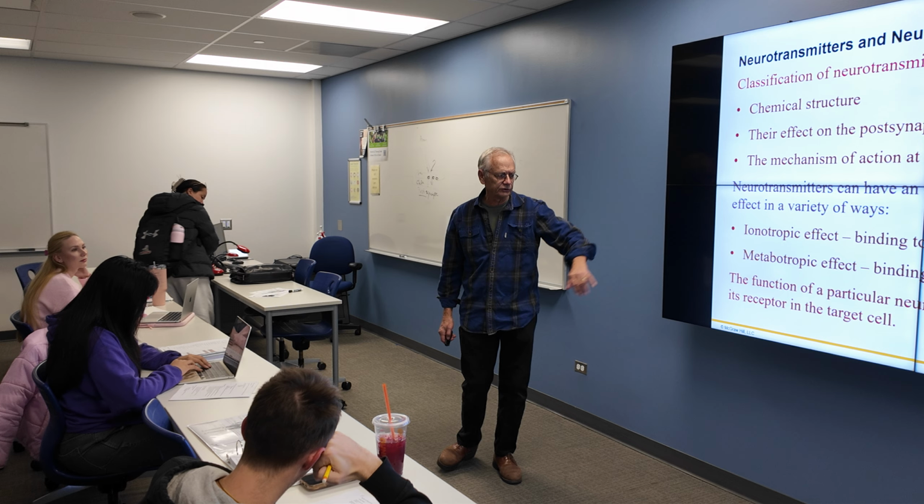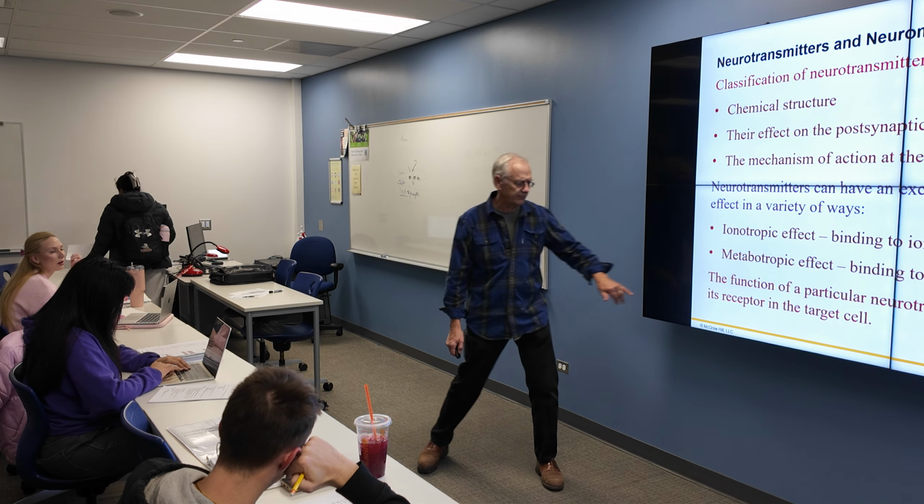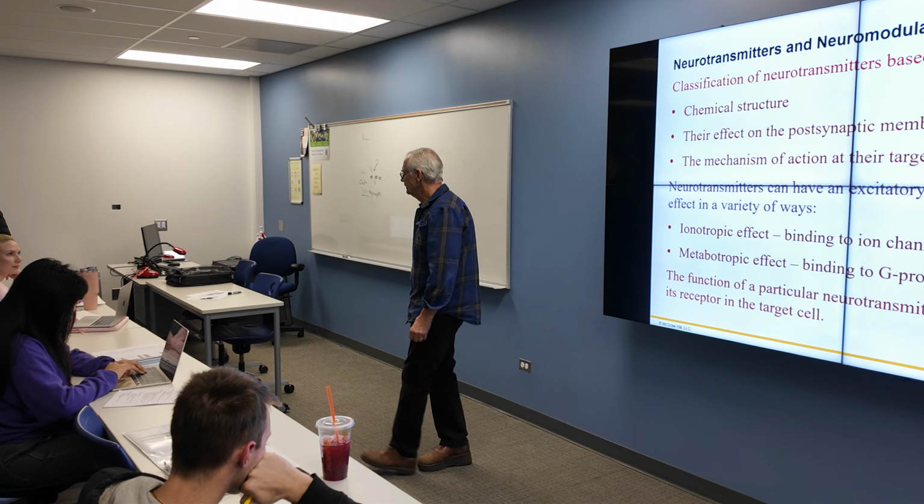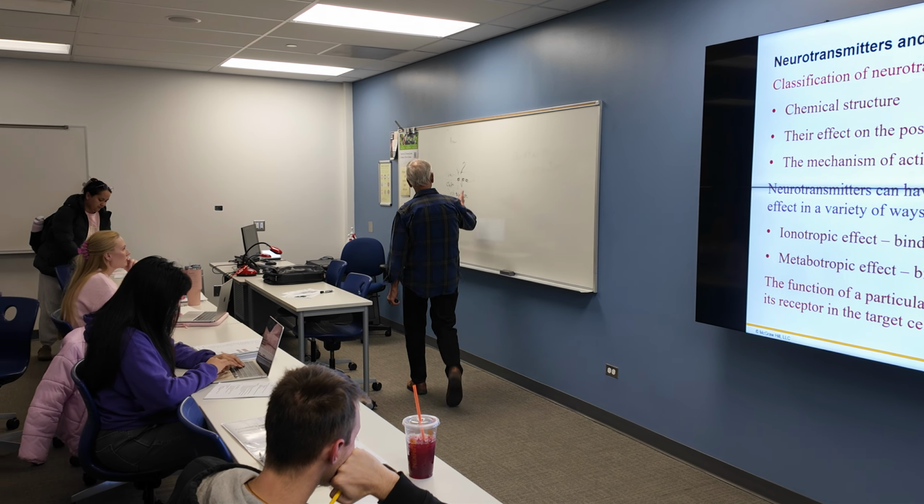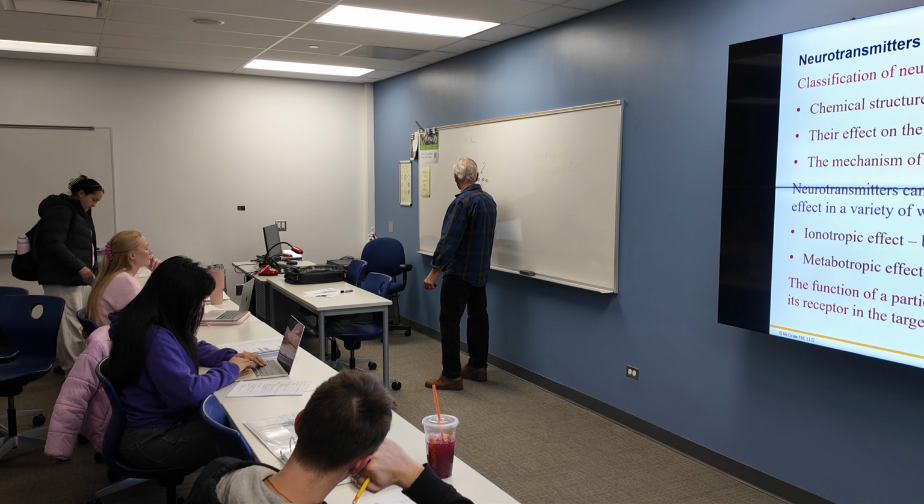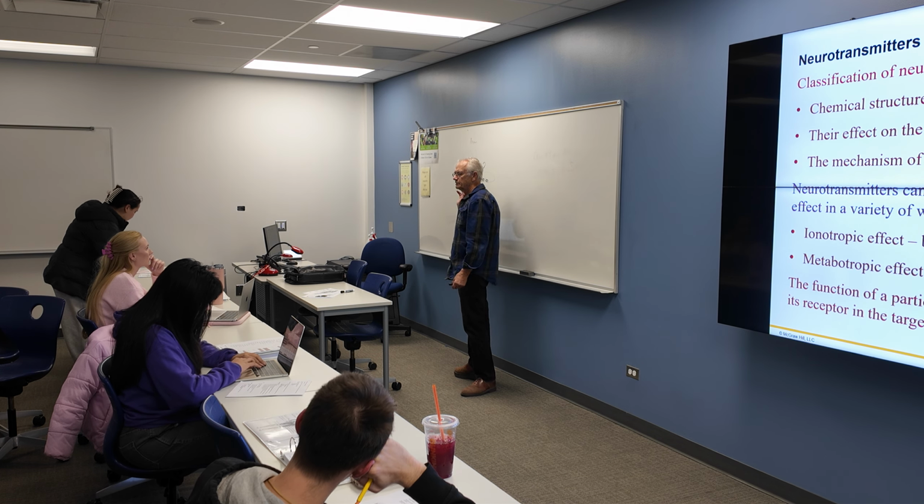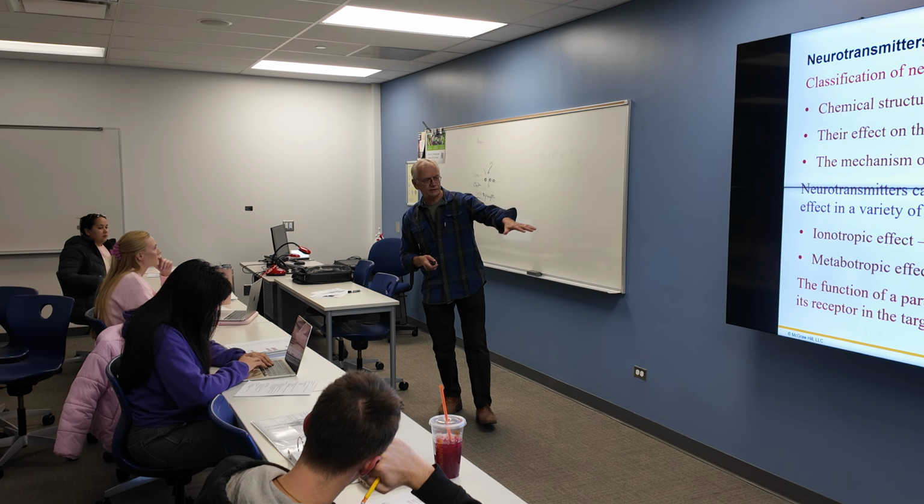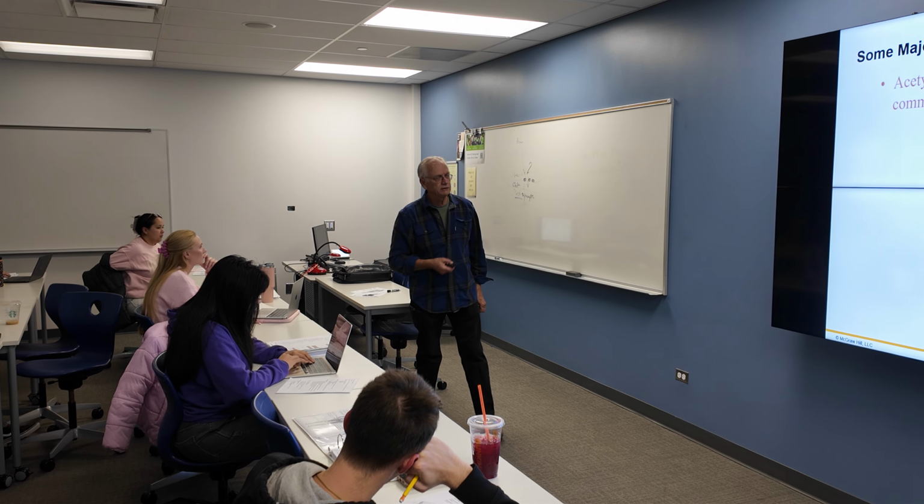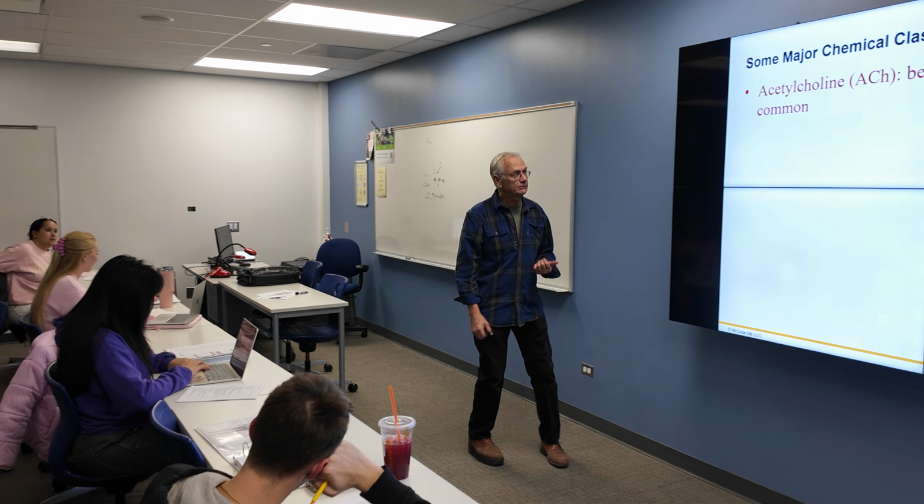The function of a particular neurotransmitter is determined by its receptor in the target cell. So the neurotransmitter has to cross this, and there's a receptor here. There's something that has to receive that, and then it's going to be identifying something that's going to take place there.